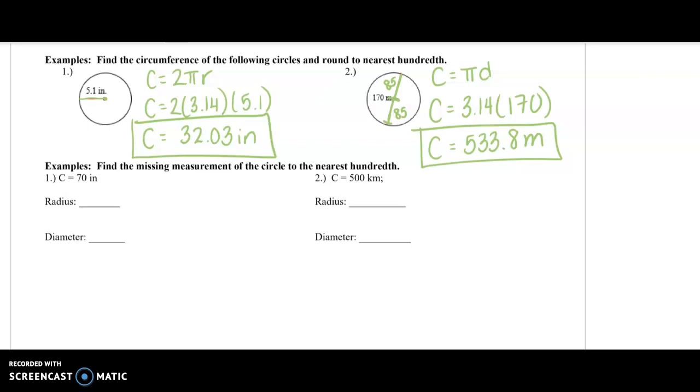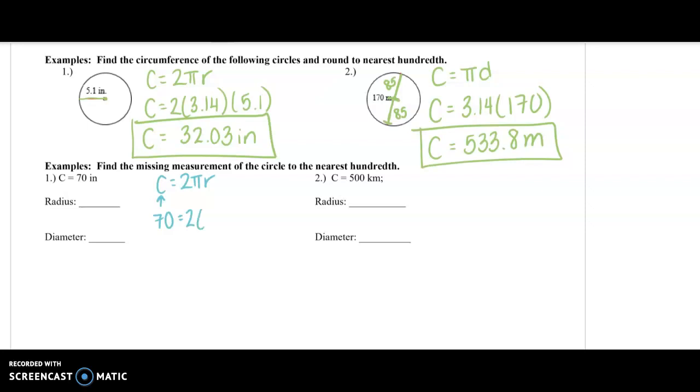So now it's giving us the circumference. So now we're going to use our circumference formula. C is equal to 2 pi r. And we are going to work backwards to figure out what my radius would be or what my diameter would be, because it's telling us that our circumference is 70. So I can put 70 in for my circumference.